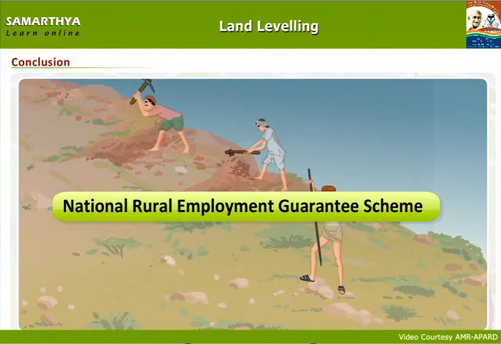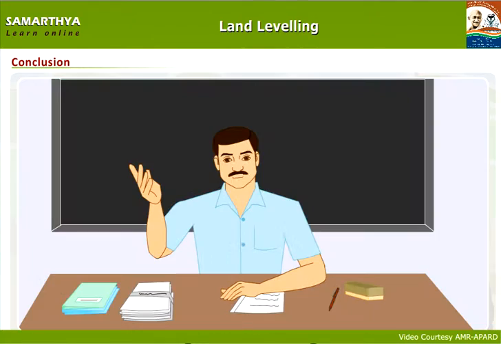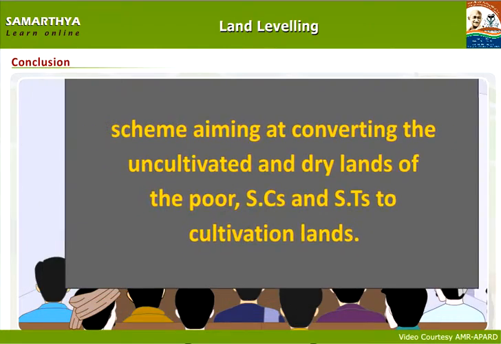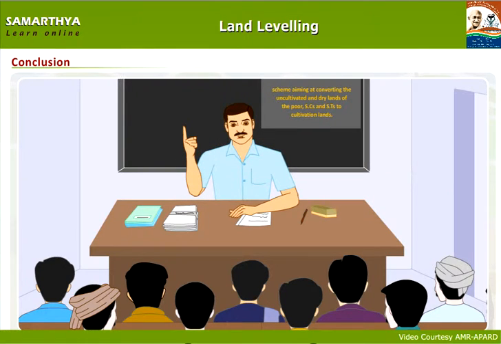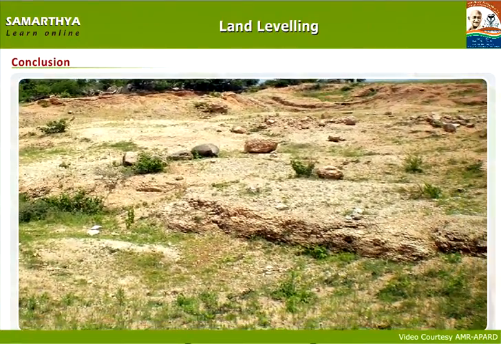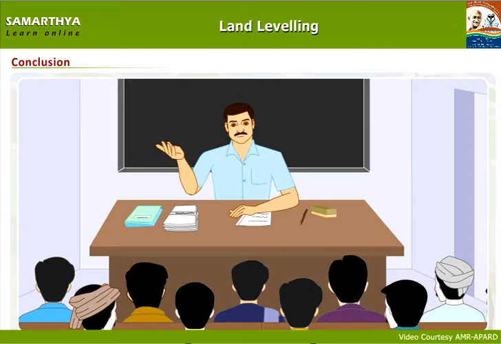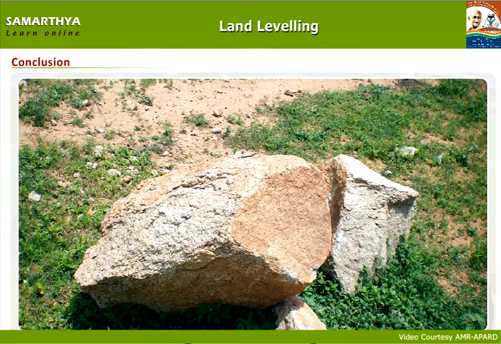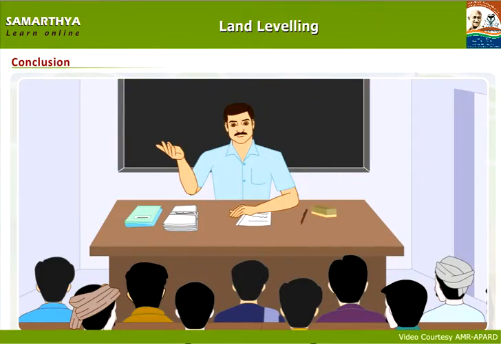National Rural Employment Guarantee Scheme is a unique scheme aiming at converting fallow lands of the poor SC and ST farmers into cultivable lands. Under the NREGS, the Comprehensive Land Development Project is taken up to convert the fallow lands into cultivable land. We should see the ground realities and prevailing situations and decide upon the nature of works to be carried out. If the fallow lands have a lot of stones, rocks and boulders, first we have to remove them, then only we can proceed to the leveling of the land.